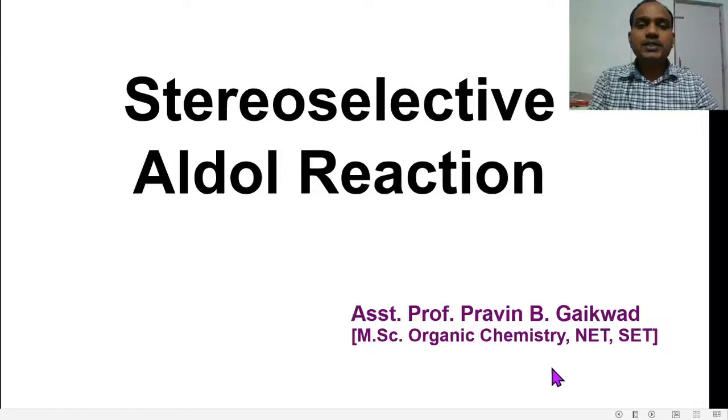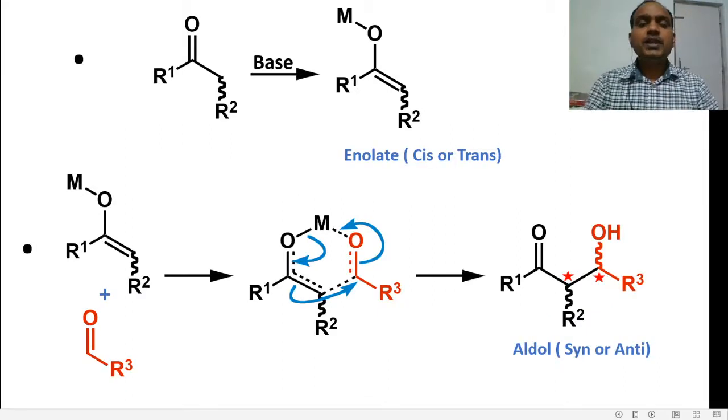Good morning, students. Today we are going to discuss one of the important topics, stereoselective aldol reactions. Now, we have studied the aldol condensation reaction. It is simple: aldehydes or ketones having alpha hydrogen react with the base. First, there is formation of an enolate by abstraction of an alpha hydrogen atom from that particular aldehyde or ketone, and that enolate reacts with another molecule of the same aldehyde or ketone, or a different aldehyde or ketone, to form a beta hydroxy ketone or aldehyde, which is generally called the aldol.